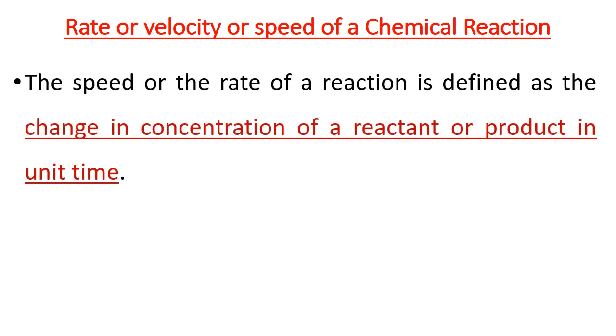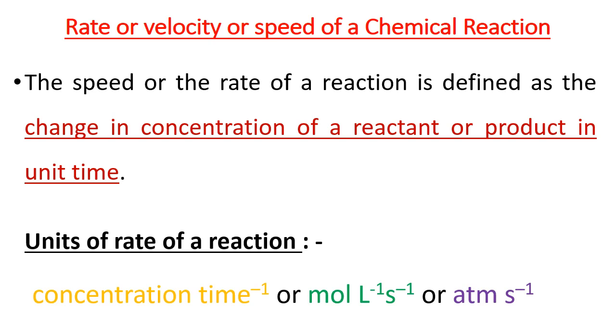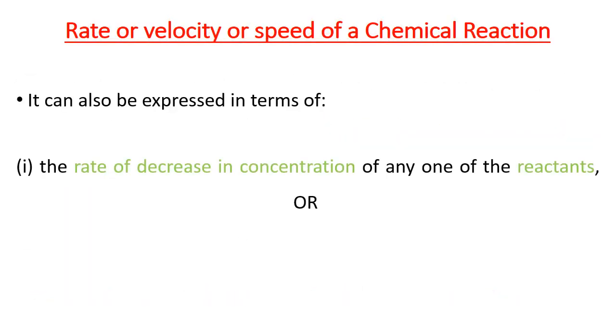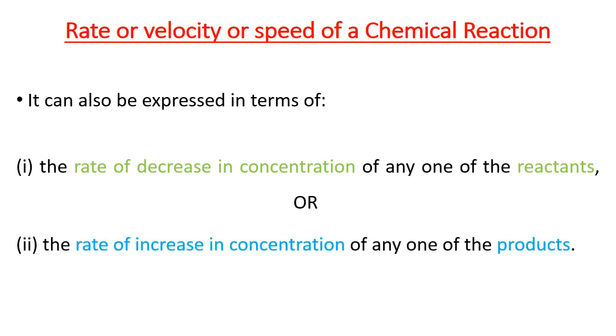Let us know the definition of rate or velocity or speed of a chemical reaction. It is defined as the change in concentration of a reactant or product in unit time. Units of rate of a reaction are concentration per time, or mole per liter per second, or atmosphere per second. It can also be expressed as the rate of decrease in the concentration of any one of the reactants, or the rate of increase in the concentration of any one of the products.